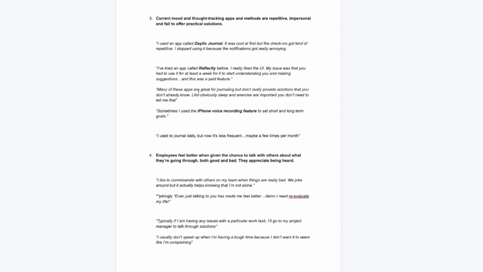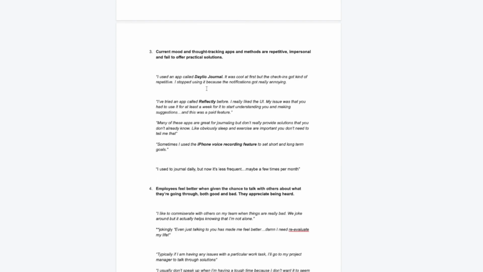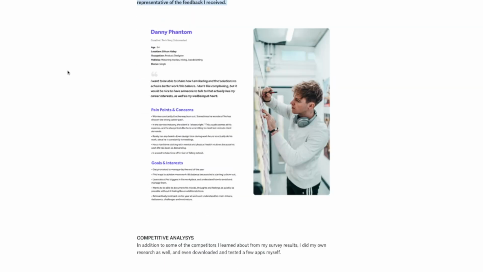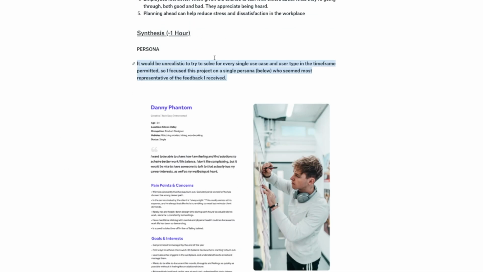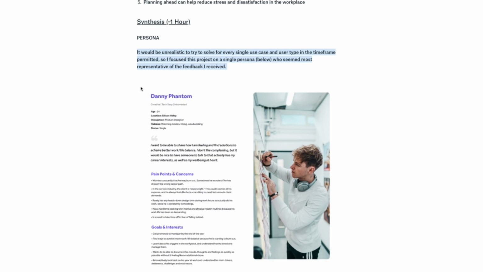The key takeaway here is basically we had all these unstructured research findings that I tried to organize into common themes and patterns. So again, we went wide, now we're going narrow. We diverged, now we're converging. So again, more synthesis here, synthesizing all of these research findings into a single persona. I probably could have broken this out into multiple personas, but given the time frame, I just wanted to focus on one specific user and their needs and their goals.